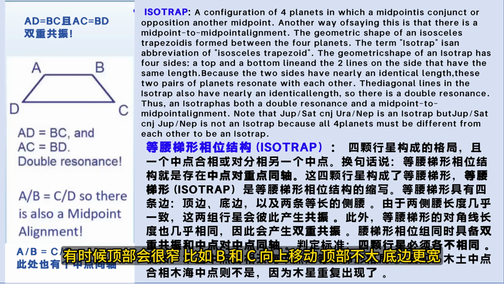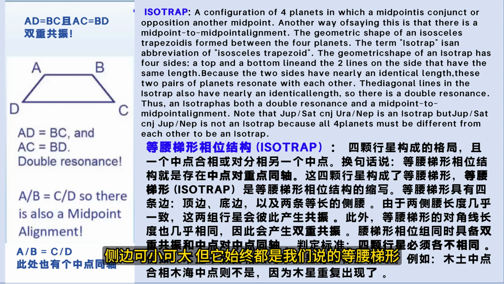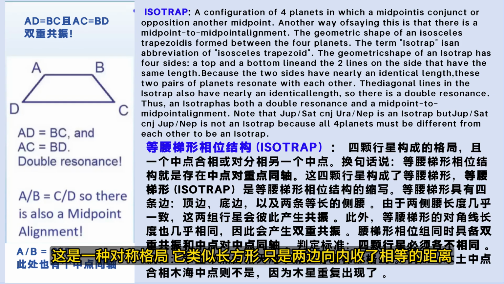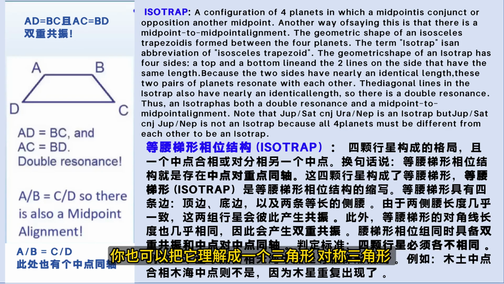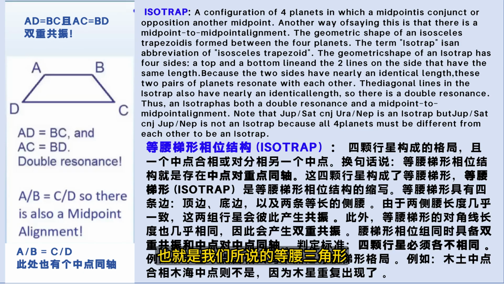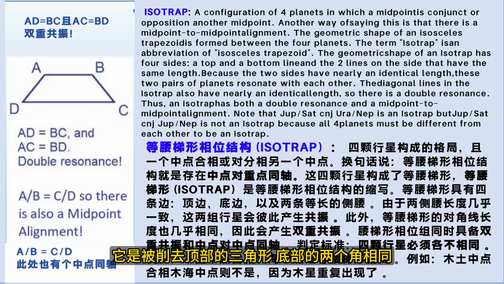Maybe the top is small, like if B and C are moved up, it could be small, the base could be wider, the sides could be smaller or bigger. It's going to always be what we call an isosceles trapezoid. Symmetrical pattern. It's like a rectangle with 2 sides pushed in by the same amount. You can also think of it as a triangle, a symmetrical triangle, what we call an isosceles triangle. A triangle with the top cut off. So it's this triangle, a symmetrical one, where these angles here are the same.